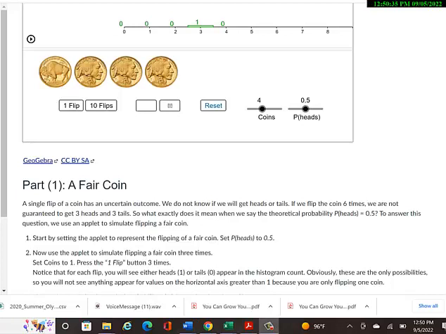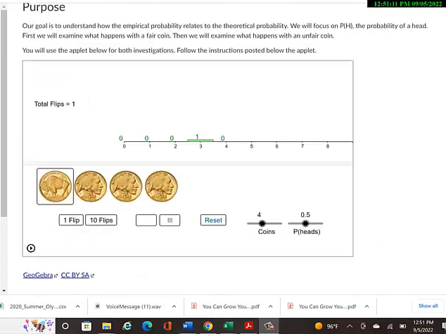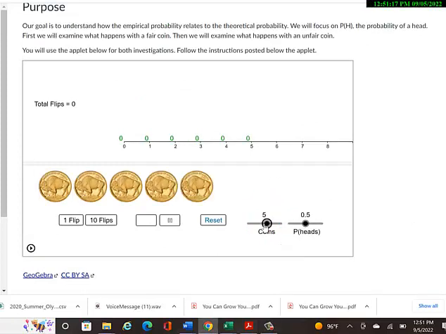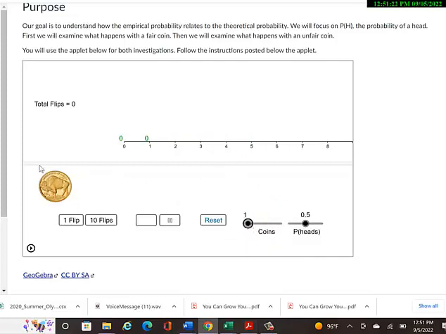So now we'll set the applet to simulate flipping a fair coin 3 times. Set coins to 1. So we're only flipping 1 coin 3 times. Then press the 1 flip button 3 times. The number of coins can be changed here. Currently it's on 4, but I can move that little cursor over to where I only see 1 above the cursor, and 1 coin, the little gold coin in the picture.